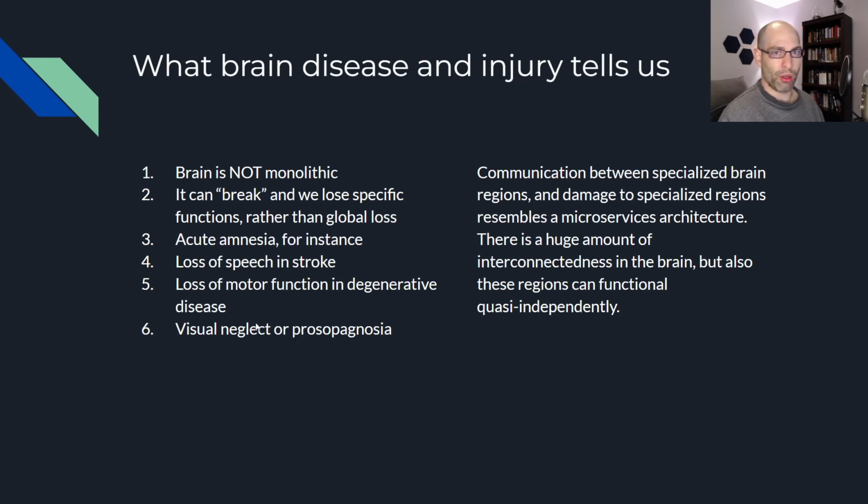And then one of the more interesting things is visual neglect and prosopagnosia. So visual neglect is where you don't notice things on one side of your field of vision, or you don't notice specific things because you can no longer identify them.